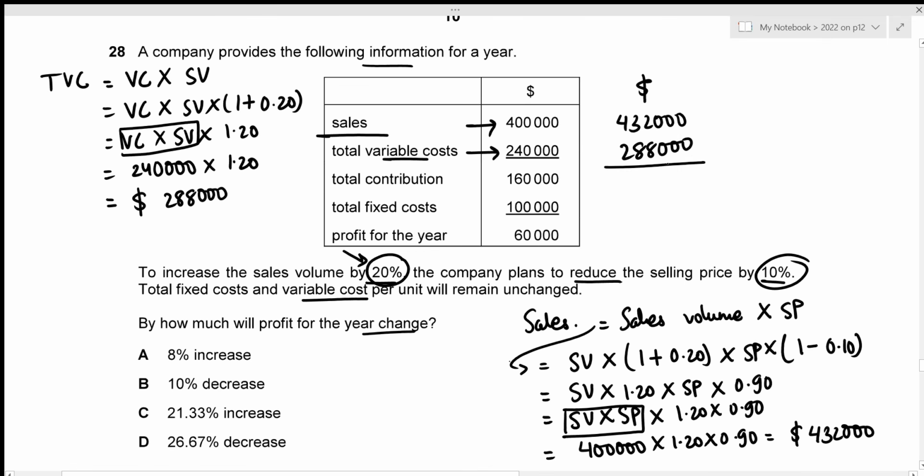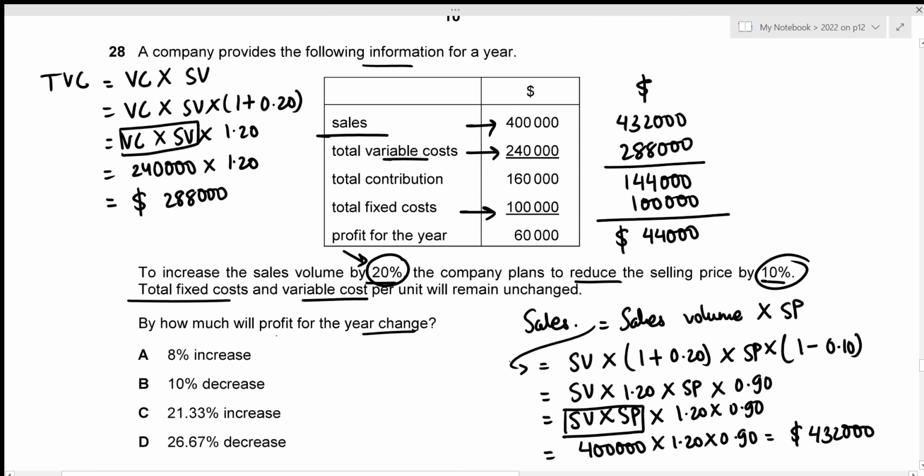Now our total contribution is going to be 144,000. Now let's figure out the total fixed cost. We're also told that total fixed cost will remain unchanged, which means that the total fixed cost is still going to remain at 100,000. So the profit for the year is going to be 144,000 minus 100,000, which results in 44,000.